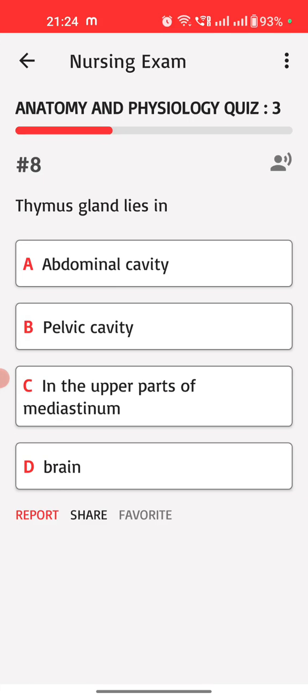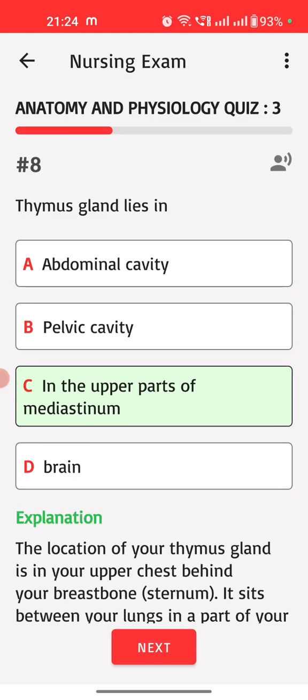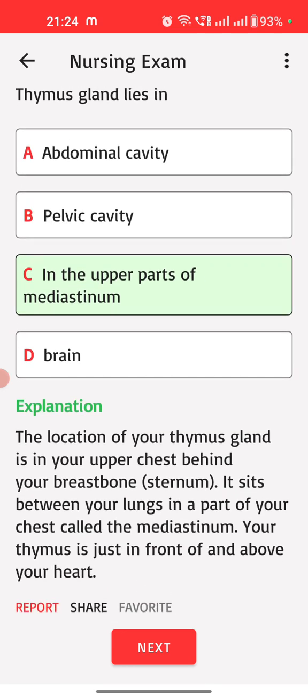Thymus gland lies in A. Abdominal cavity. B. Pelvic cavity. C. In the upper parts of mediastinum. Correct answer. The location of your thymus gland is in your upper chest behind your breastbone, sternum. It sits between your lungs in a part of your chest called the mediastinum. Your thymus is just in front of and above your heart.